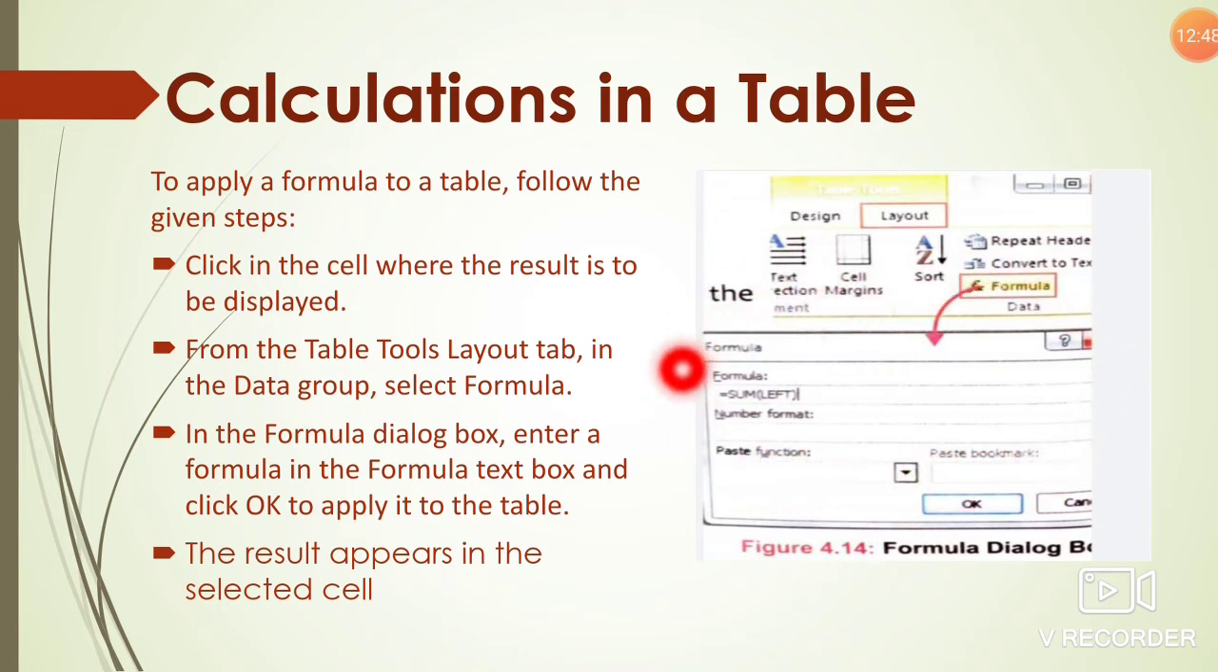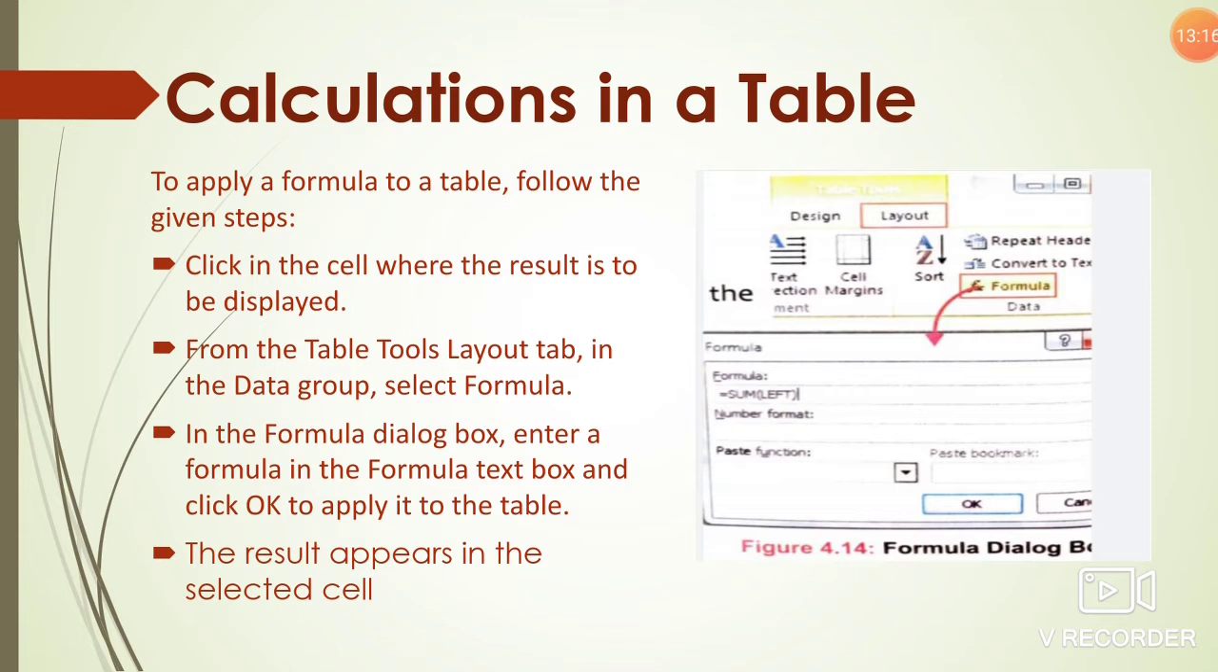This is the dialog box of the formula in which sum is already written. If you want to write any other formula, you can change this by simply clicking on it and writing the other formula, subtraction, multiplication, whatever you want to do. Here sum is written, so we have to do sum also. So sum, and then click on the OK option, then automatically the result will appear in the selected cell.